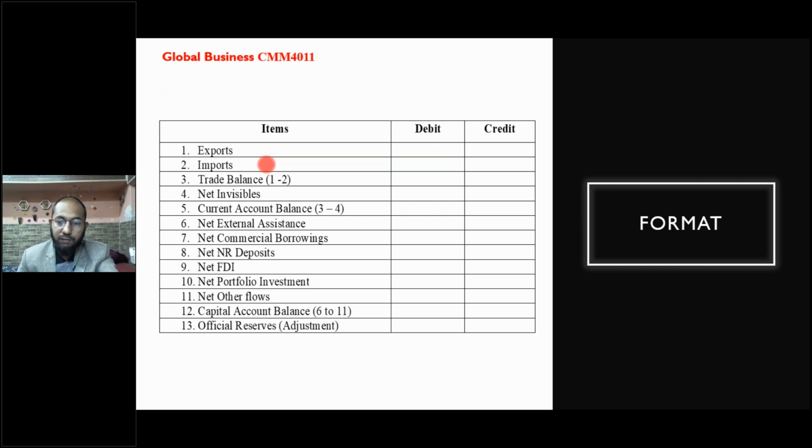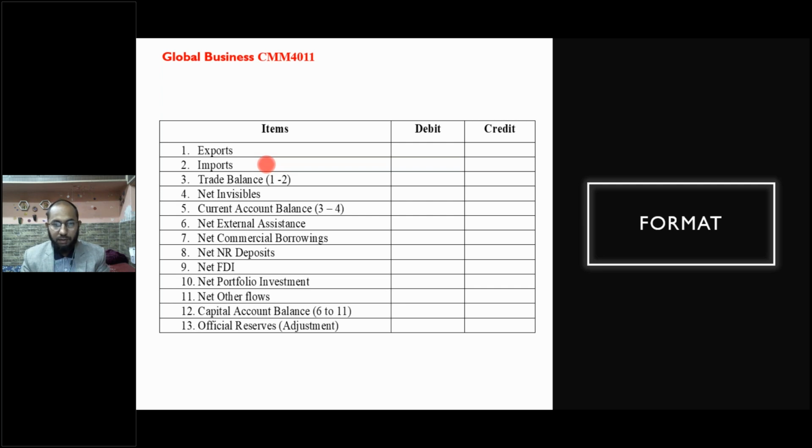Imports, on the other hand: when we are importing raw materials, equipment, machines, etc., we have to pay the foreign companies. Therefore, the money is flowing out of our country, which means it is an expense, so it will be debited. Depending on the trade balance, if the imports are more, the trade balance will appear as negative, that is debit. If the exports are more, the trade balance will appear on the credit side. Then we have net invisibles again. If exports in services are more than imports in services, then it will come on the credit side. However, if it is opposite, then it will come on the debit side.